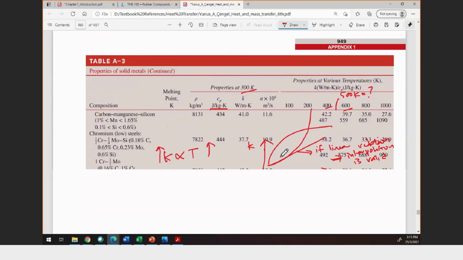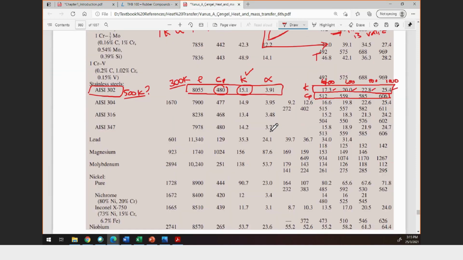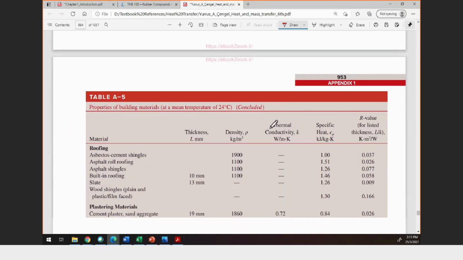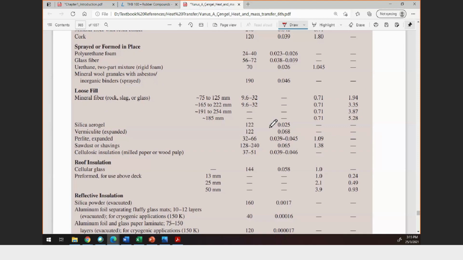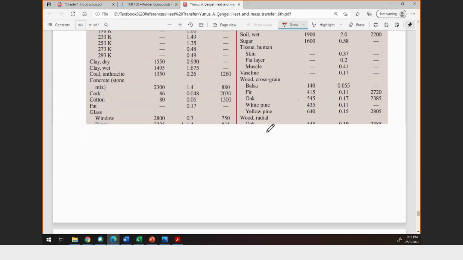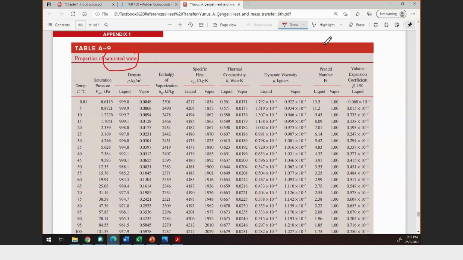So if you look here, there are many properties. Table A3. If you go deeper into the tables, you might find the same properties as in thermodynamics. Okay, yes, saturated water. You may be familiar with saturated water. What is saturated water?